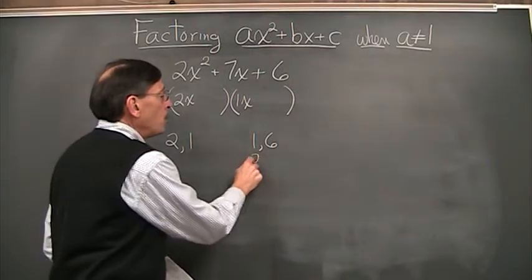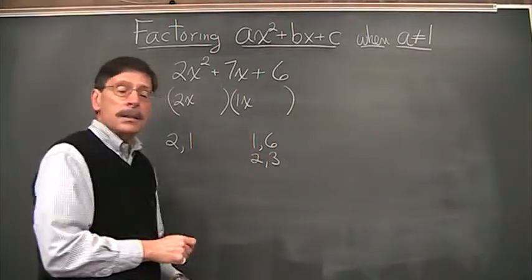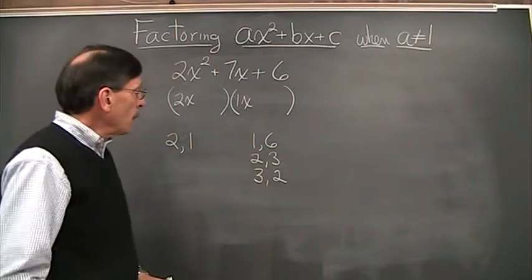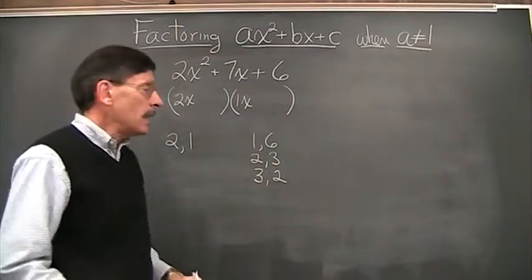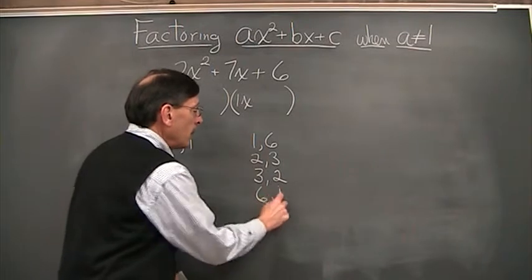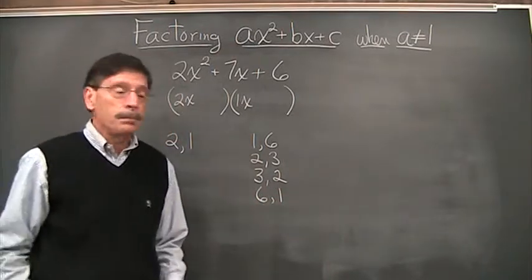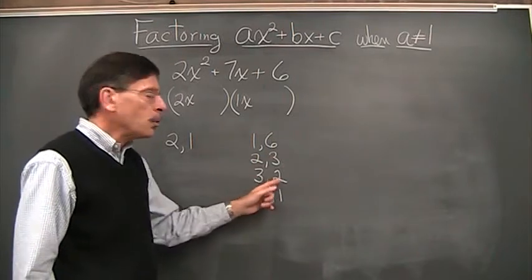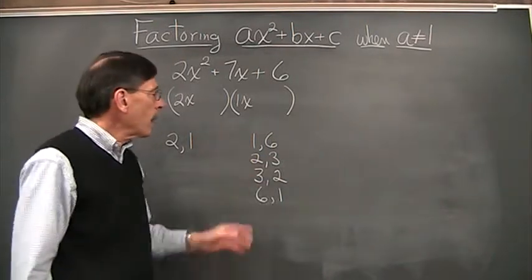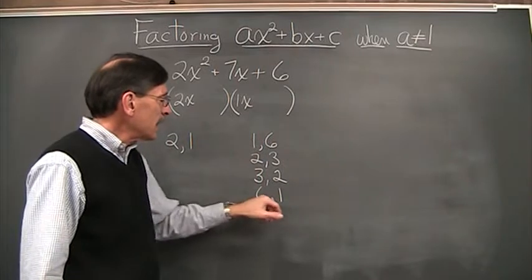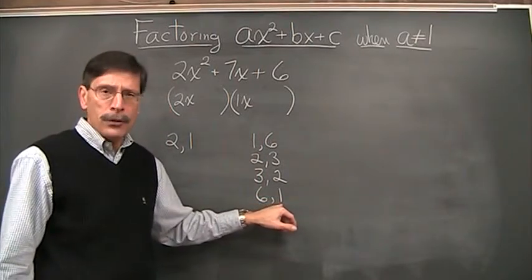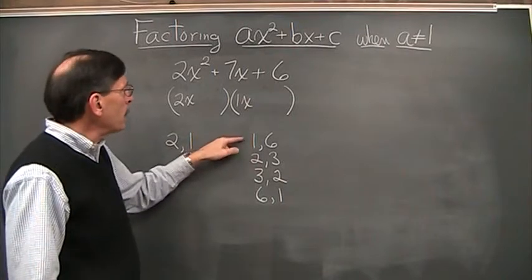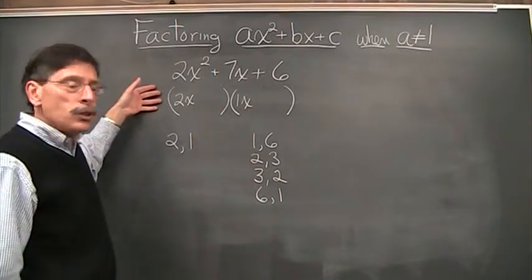We have 2 times 3 is 6. We have 3 times 2 is 6. 4 and 5 don't divide into 6. And finally we have 6 times 1 is 6. Notice 2 and 3 and 3 and 2 were listed separately. 1 and 6 and 6 and 1 were also both listed. The reason for this is I'm going to check each one of these pairs in this expression.